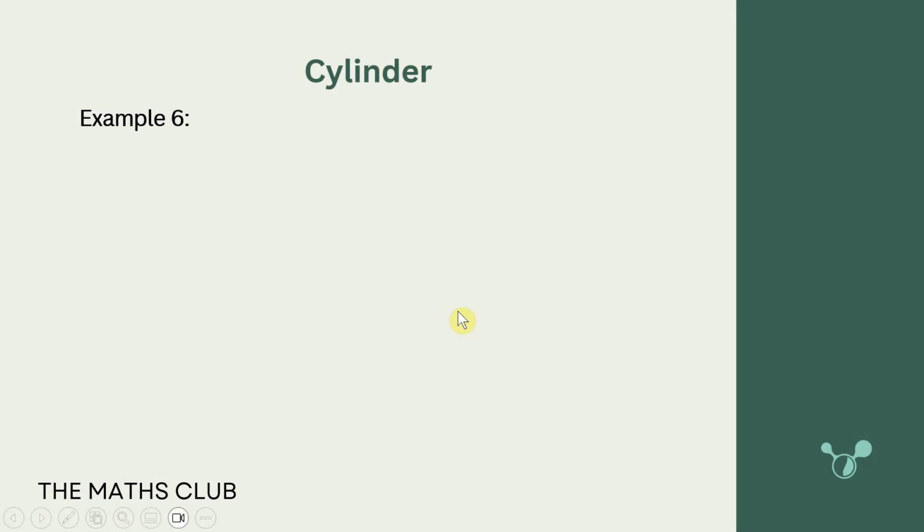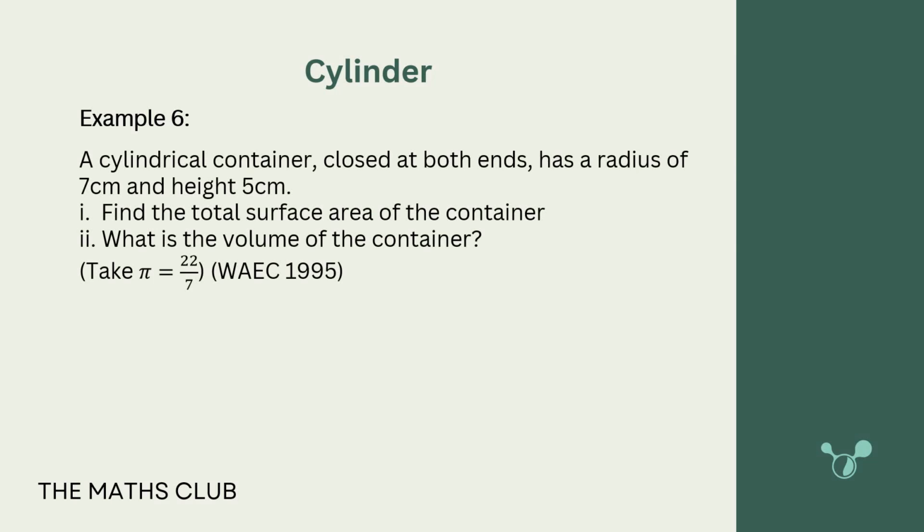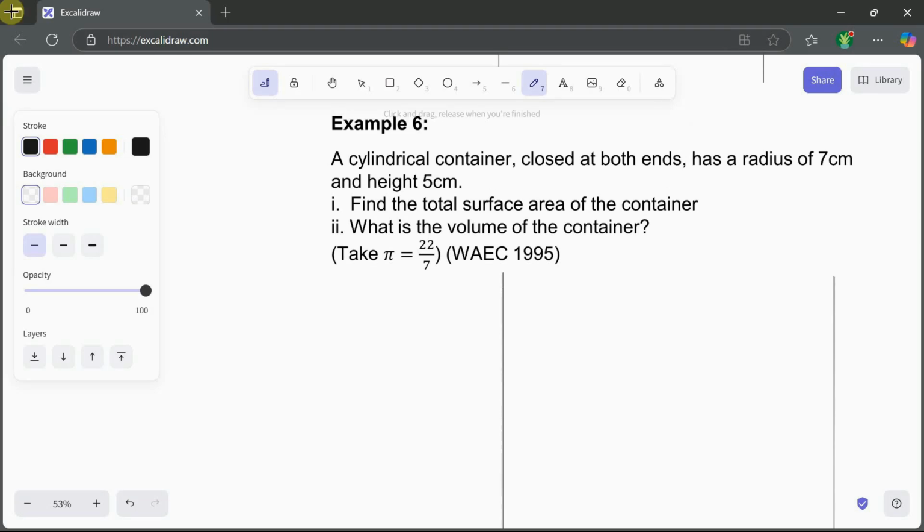Great. Example 6 now says that a cylindrical container closed at both ends has a radius of 7 cm and a height of 5 cm. Find the total surface area of the container and what is the volume of the container. Take pi to be 22/7, from WAEC 1995. I've assumed that you've paused the video and tried that yourself. So we're told that the radius is 7 cm, height is 5 cm. What is the total surface area and what is the volume?